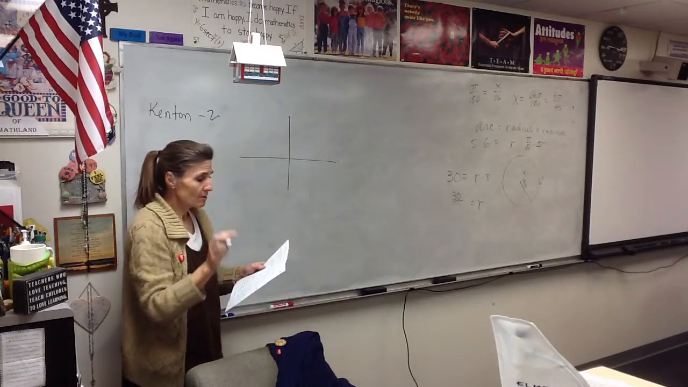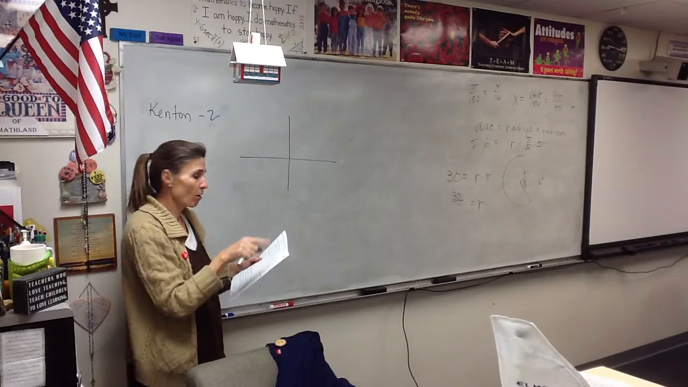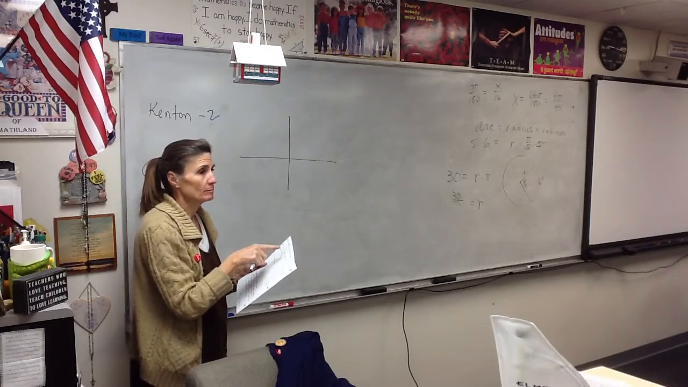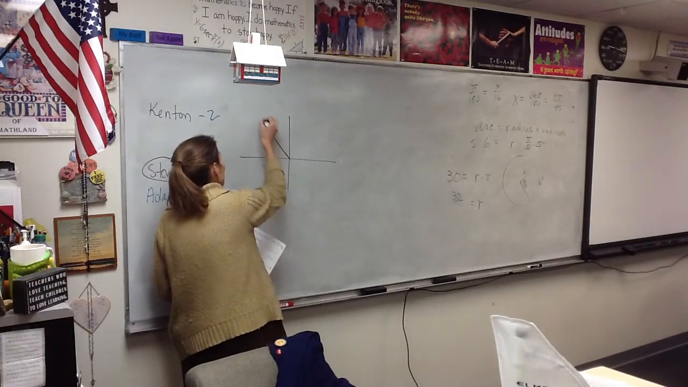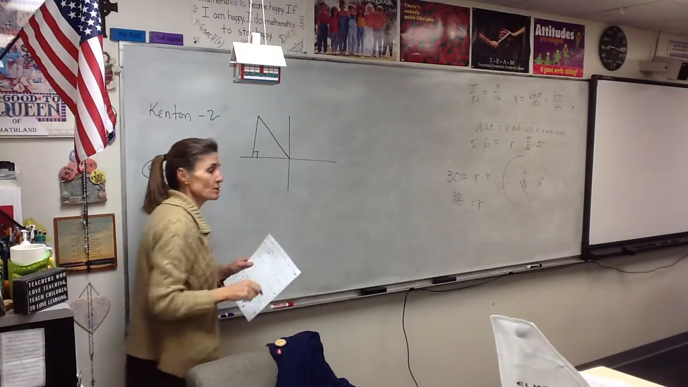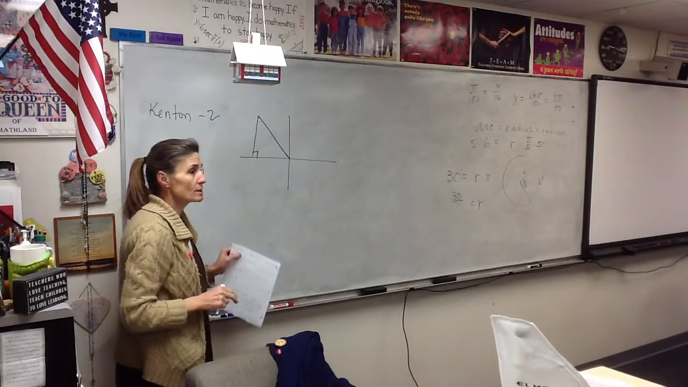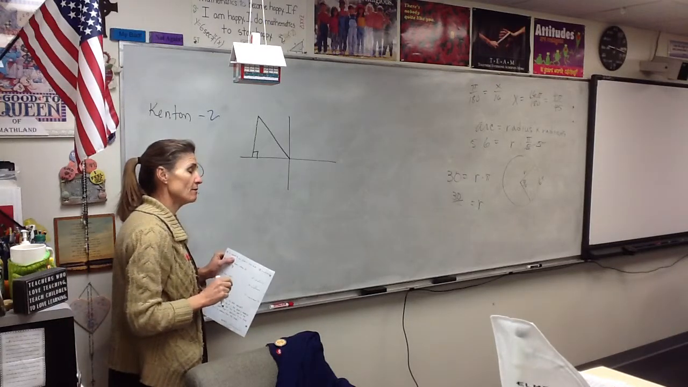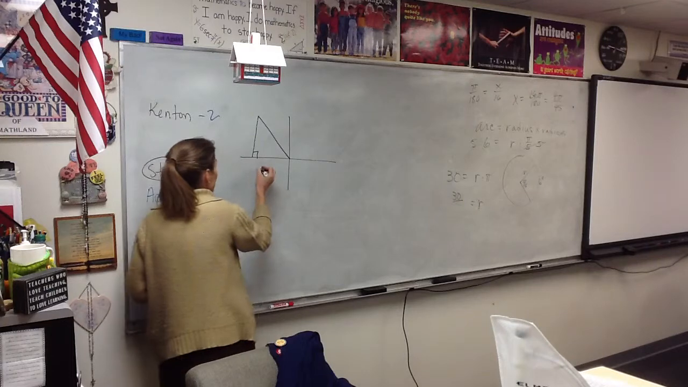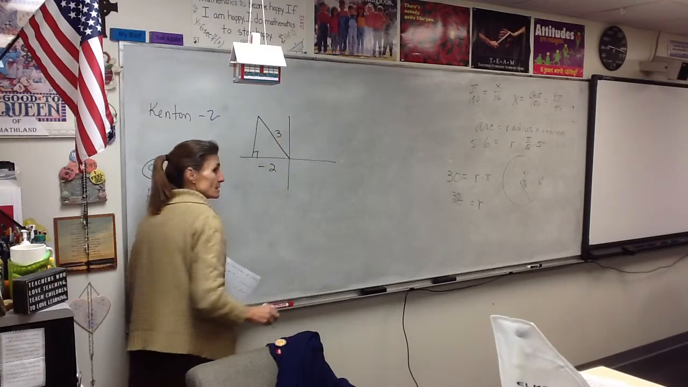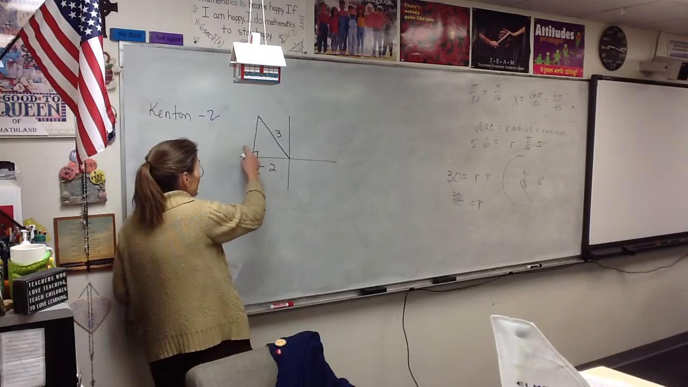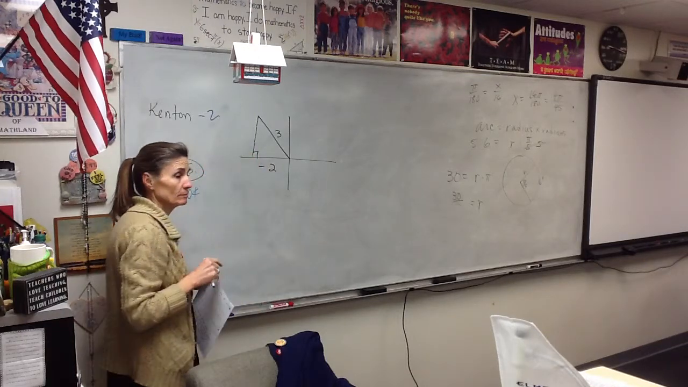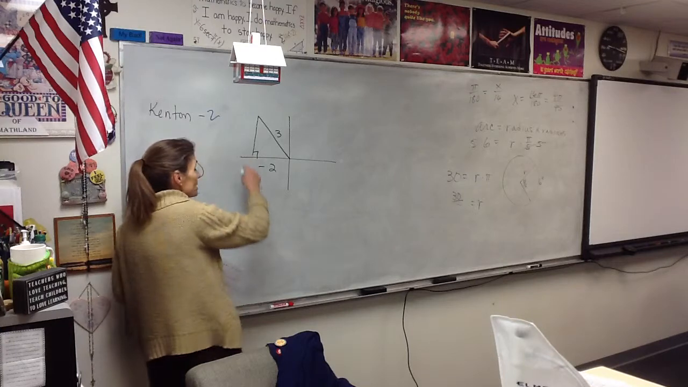What does the pi over 2 to pi part tell me? It's in quadrant 2, so my butterfly bow tie is in quadrant 2. Cosine is negative 2/3. Does that look right? Now I need to find that side right there. How am I going to find that?